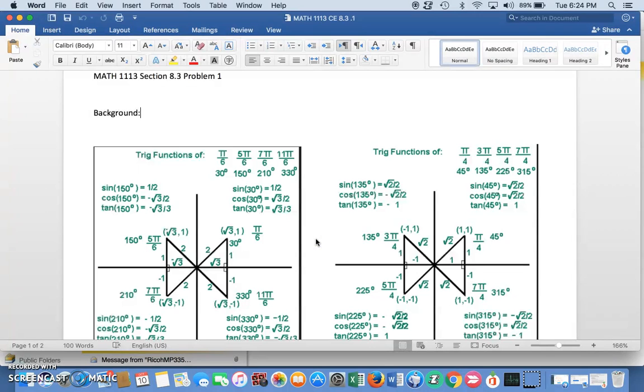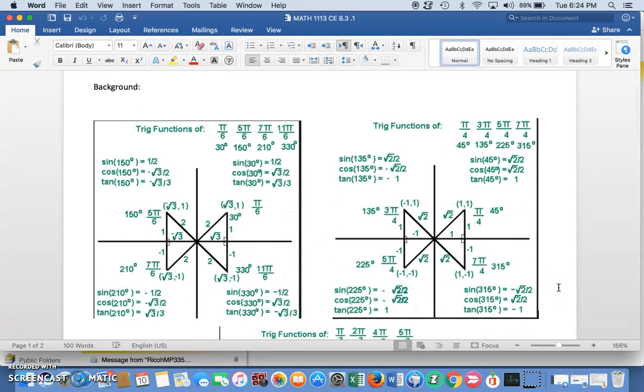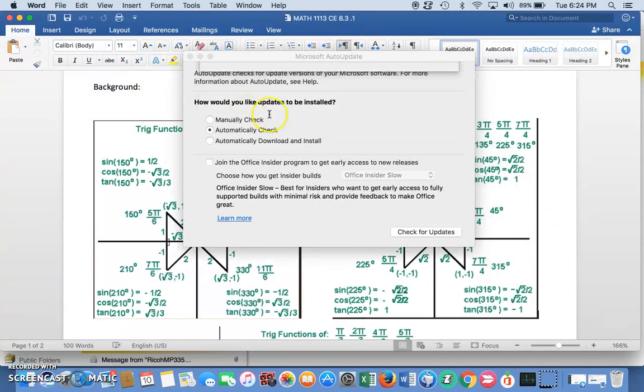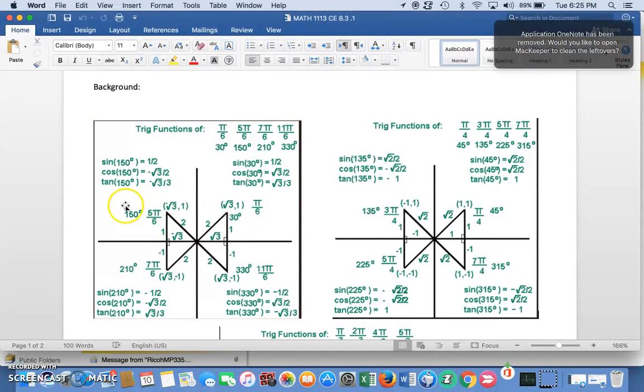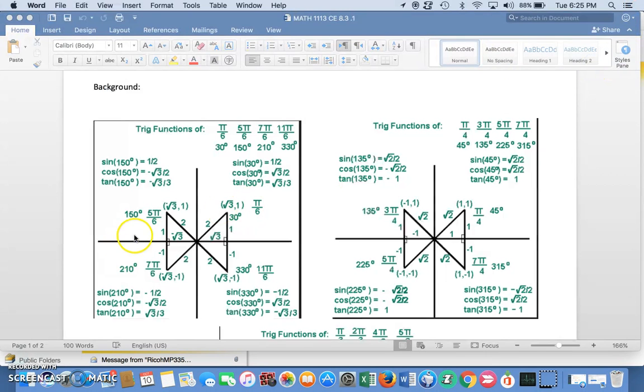Now, keep in mind that these are also the reciprocal angles, so it would be the same thing, going all the way around. It gives you the value. This is pi over 6, the 30-degree angle. 5 pi over 6 is the same thing as 150. 7 pi over 6 is 210. 330 is 11 pi over 6.